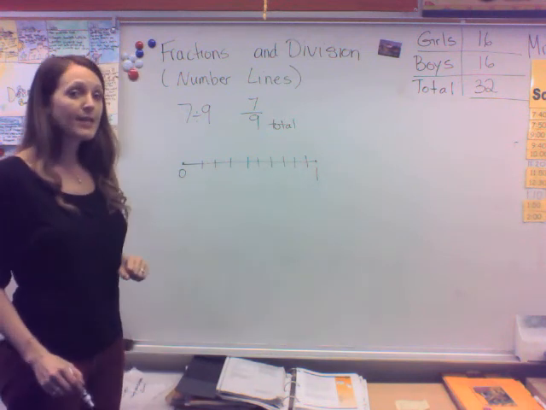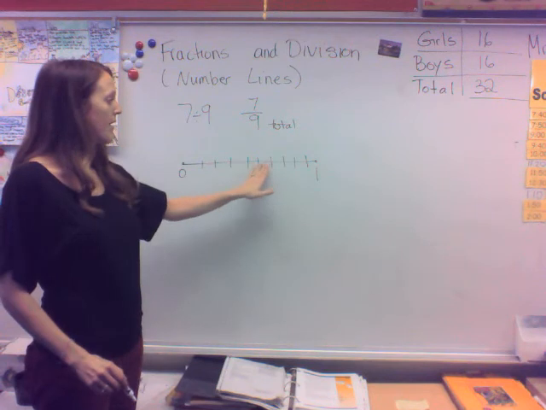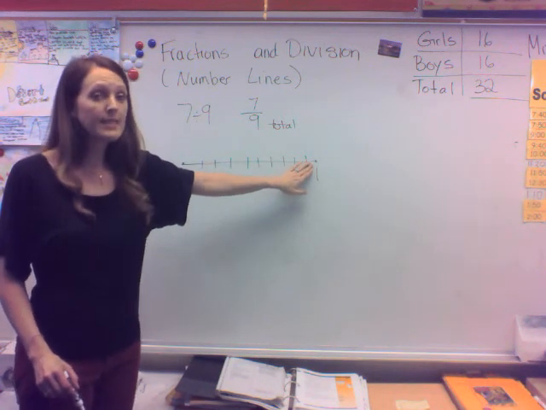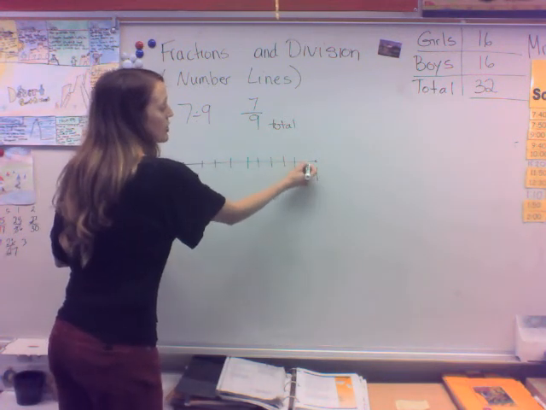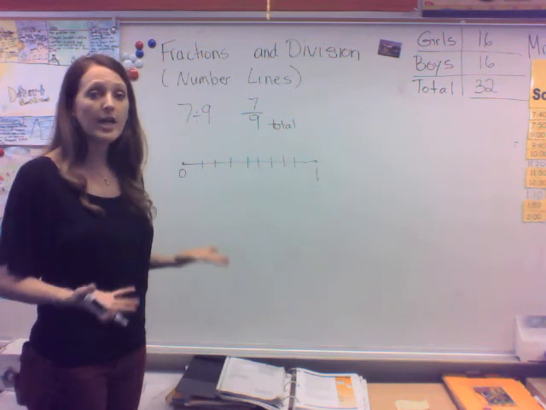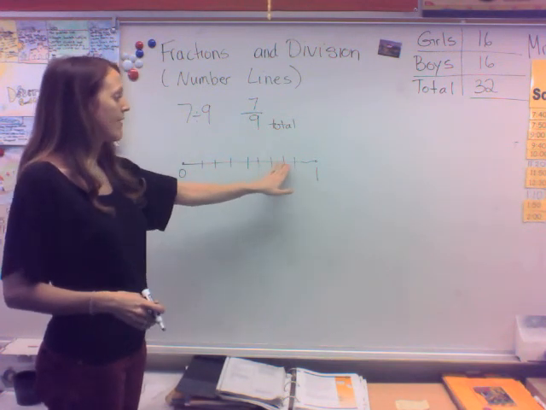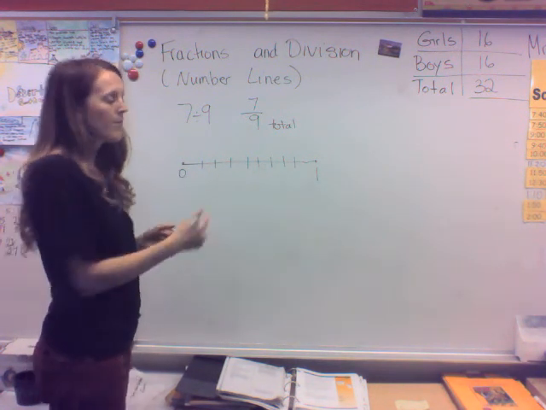Then I'm going to check to make sure I have the right number of pieces. 1, 2, 3, 4, 5, 6, 7, 8, 9, 10. Oops, I have 10 pieces. So I need to take one of them away, and then I check again, constantly checking my work. 1, 2, 3, 4, 5, 6, 7, 8, 9. Now I have 9 pieces, and I can label my number line.